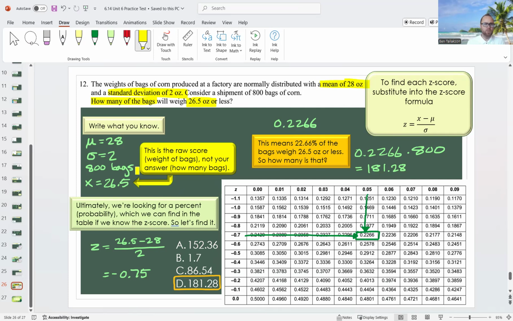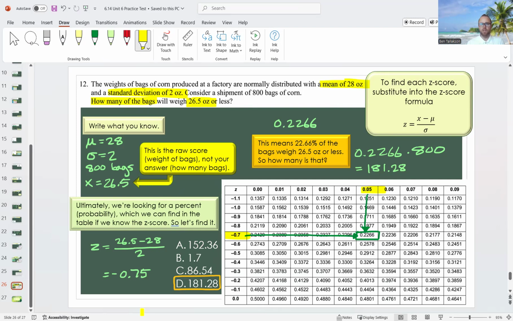Okay, so what do we do? What do we need? Let's see. We need raw score. We have it. We need mean. We have it. We need standard deviation. We have it. Great. We found the z-score. Okay. Now, what is that z-score going to do? It's going to help us find the probability in the tables. We go ahead and we look for negative 0.75.